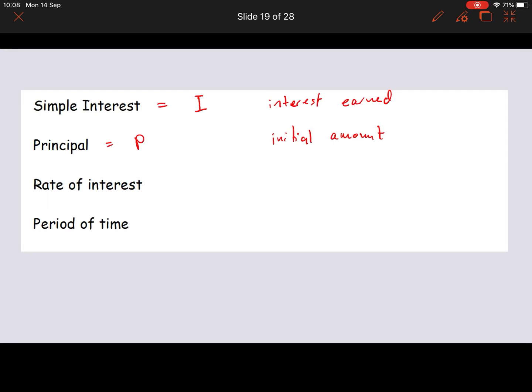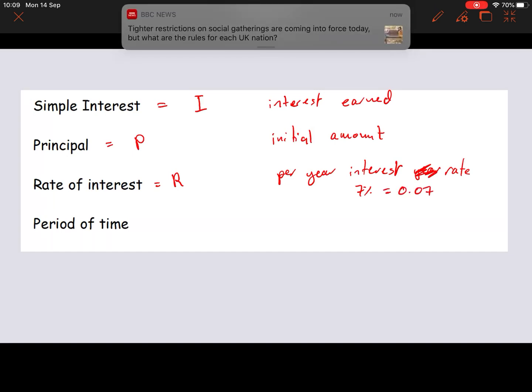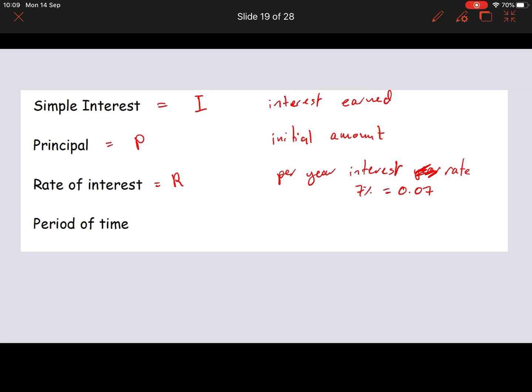Okay, the principal, which we're going to use the letter P for, is the initial amount, the amount you start with. We call that the principal. That's what you begin with. The rate of interest is the per year interest rate, and that's very important. We always use that as a multiplier. So, for example, if the interest rate is 7%, then we're going to change that to 0.07. We do it as a multiplier.